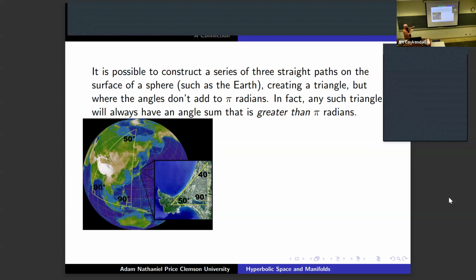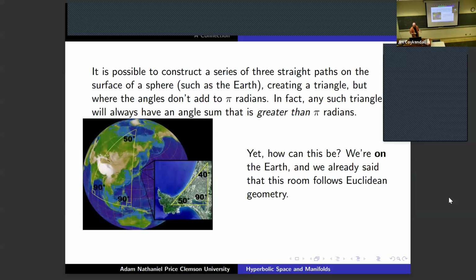A shape bounded by three straight lines, where the interior angles don't sum to pi radians. In fact, on the surface of the sphere, it is necessary that the sum of the interior angles is greater than pi. And that's not something I'm going to prove, but it's a very interesting fact. How can this be? We're on the Earth, and I just said that this room follows Euclidean geometry. So what's the deal?